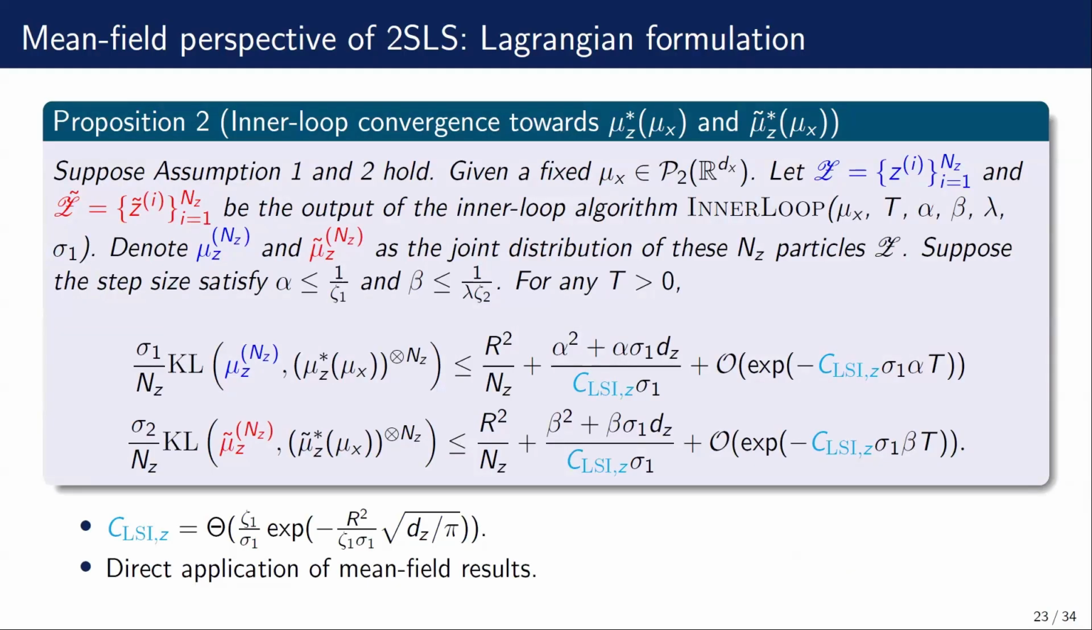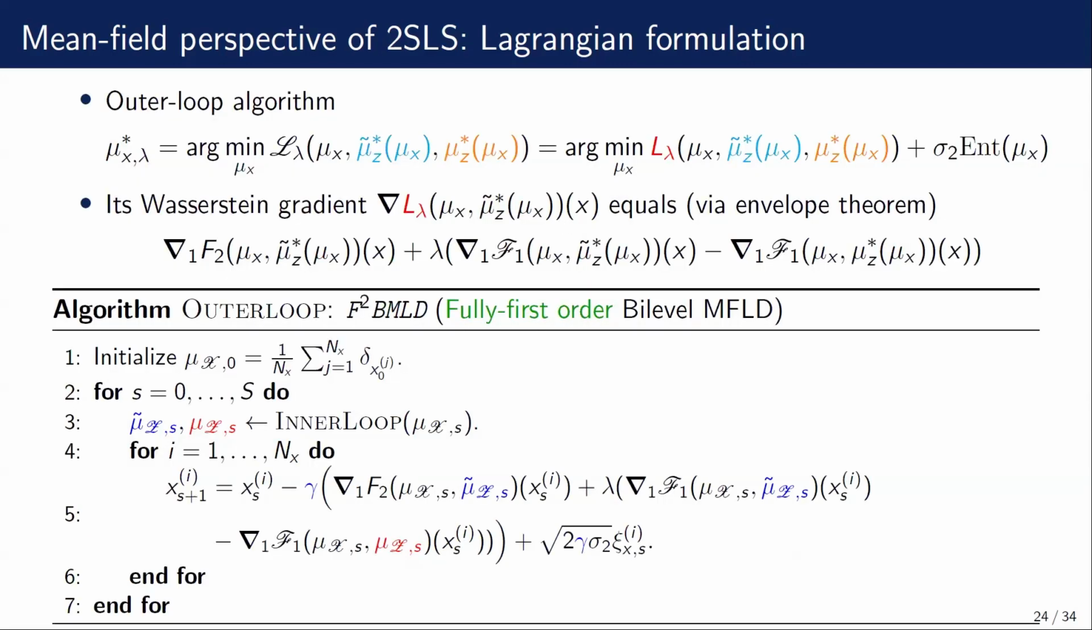Okay, so this is the inner loop convergence. I'll just skip it. Basically what you're going to show is it's the same rate as the normal mean field. Yes. Okay, so now we come to the interesting bit, the outer loop.